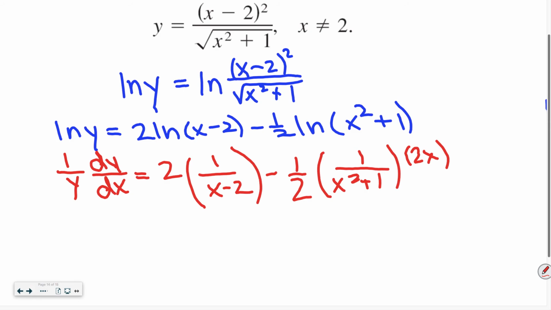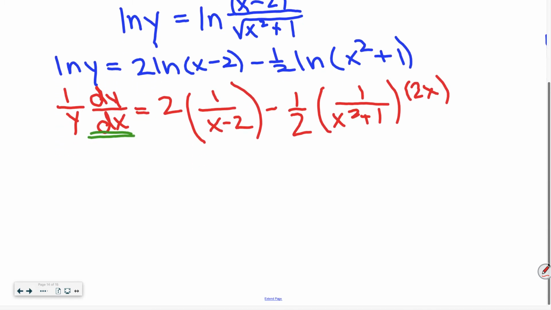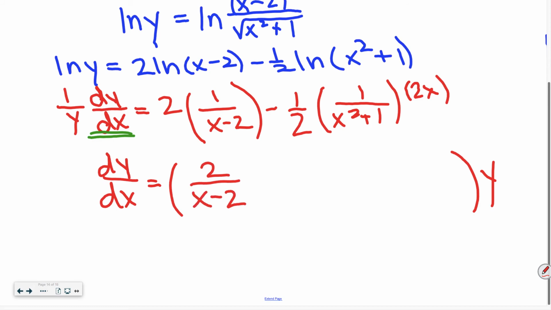No, you have to get dy dx by itself. How would we get dy dx by itself? We've got to get that y to the other side. So dy dx equals, I'm going to multiply everything essentially by y. We're going to multiply it over. So I'm just going to make this look a little bit prettier. This is 2 over x minus 2 minus, that 2 and 1/2 cancel, x over x squared plus 1. Yeah, that's right.